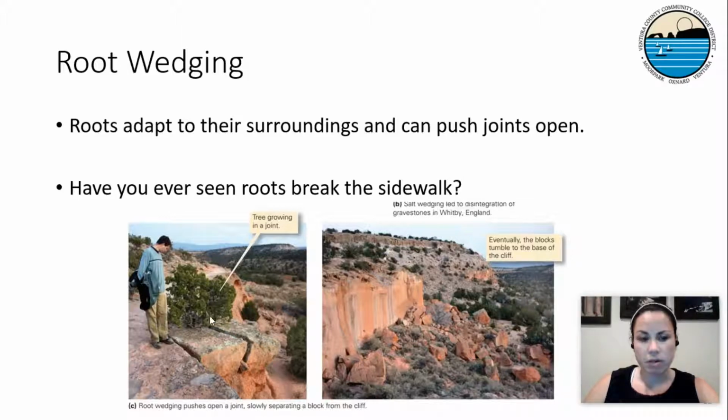So here in this picture, you can see that a tree was actually growing in this joint. You can see how this rock is totally separated now because this root has wedged the rocks apart. And over time, if enough of this wedging occurs, you can have large rubble that comes off of the rock face.